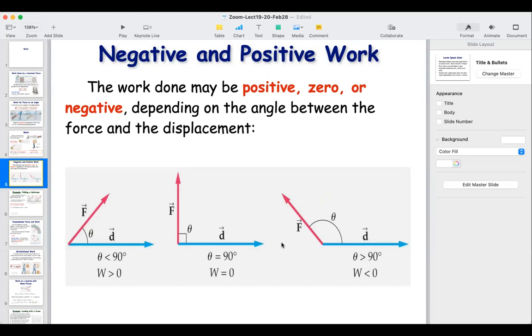And because what matters is the force that is parallel or along the displacement, the one along y doesn't matter. What matters is this one, along D. And so in this case, this one is going to be negative, and so we're going to have a negative work.